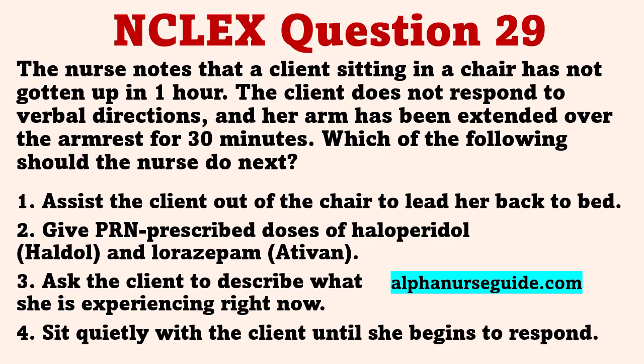The correct answer is 2. The client is exhibiting catatonic behavior, an acutely serious result of severe anxiety and psychosis. In this situation, the nurse needs to administer the PRN prescribed doses of haloperidol and lorazepam. They can be given together safely.